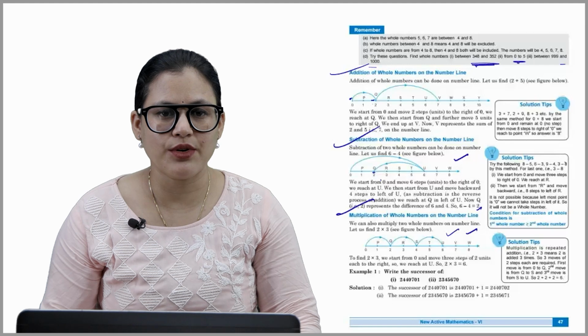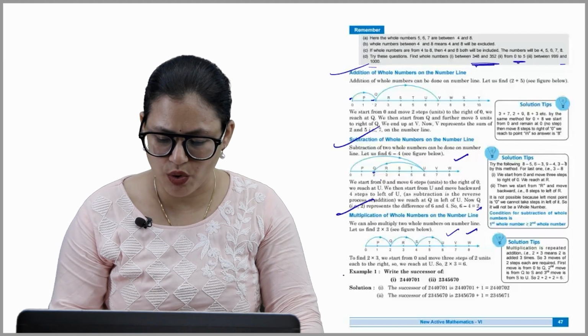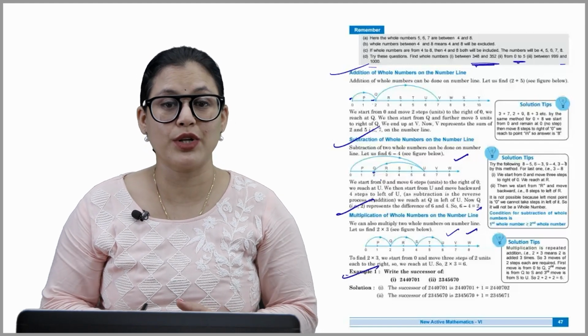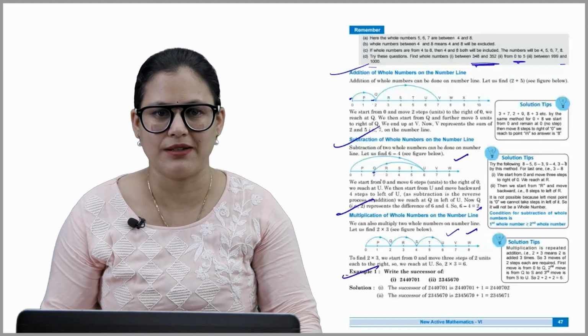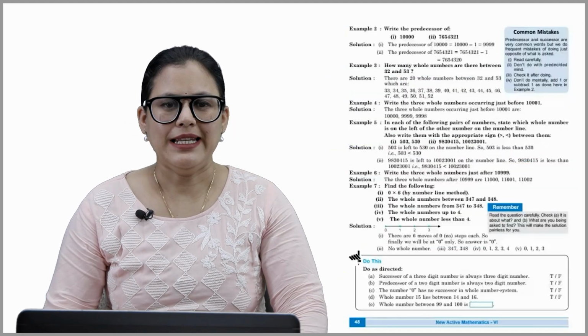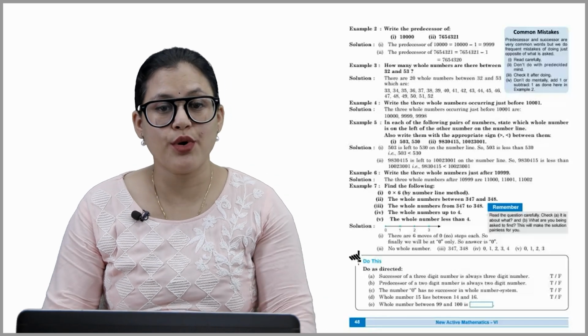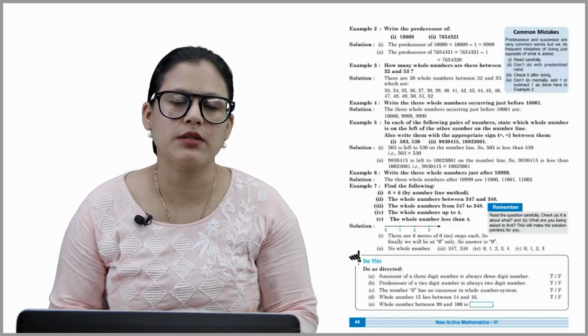Example 1, write the successor of these numbers. Students, you already know how to find the successor, so you will do it by yourself. You will just add 1 to these numbers to get the successor. In example 2, you have to find the predecessor of the given number. So what will you do? You will just subtract 1.